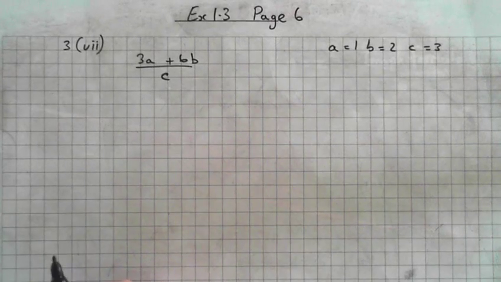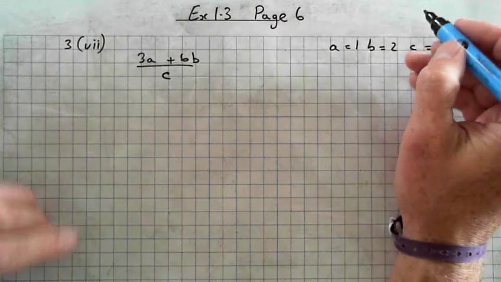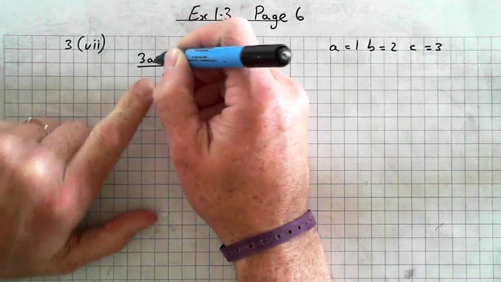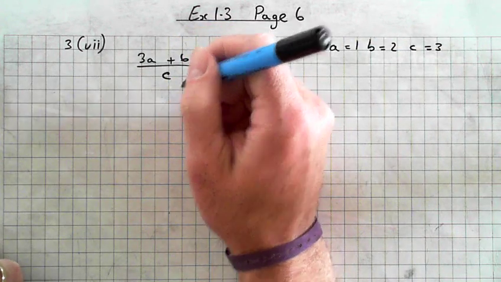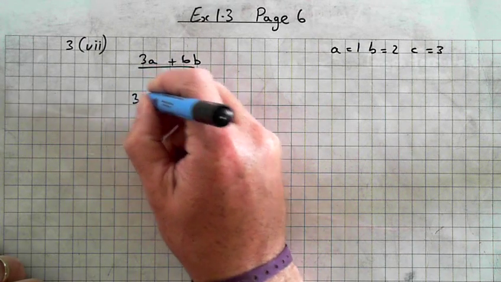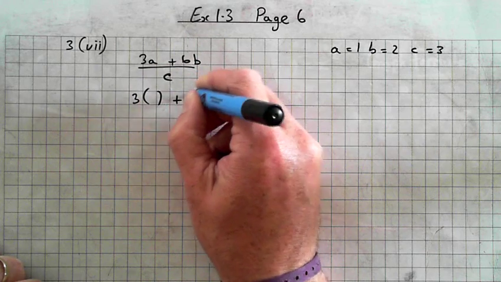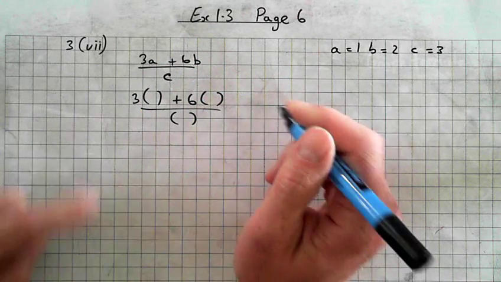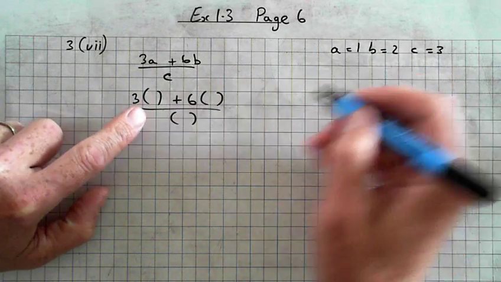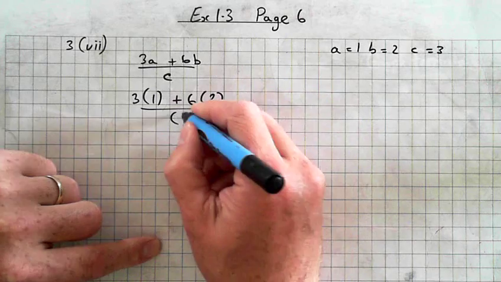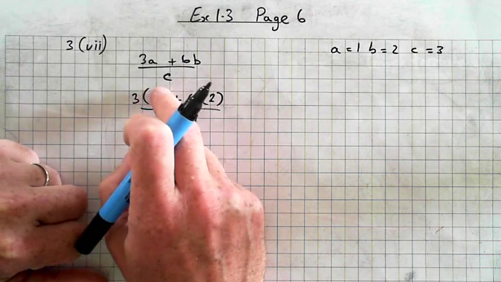Alright, so this is substitution, where you're substituting a number in for a letter. So the first thing you'll always do is replace the letter with brackets. That's 6 times brackets over C, which is brackets. So A here, A is 1, B is 2, C is 3. Alright, then we go 3 times 1 is 3.